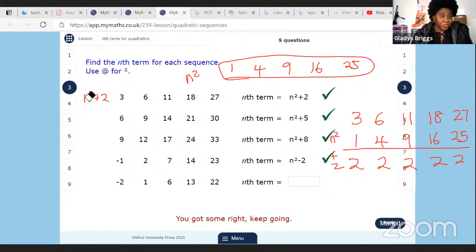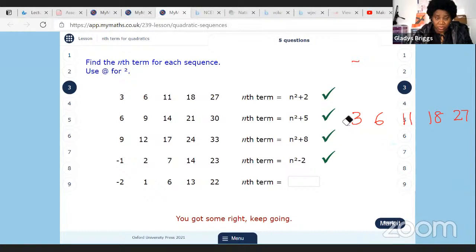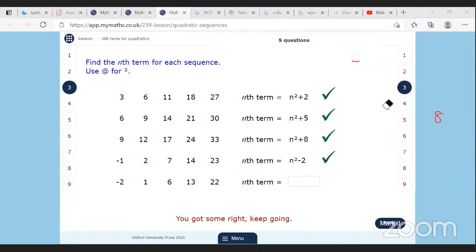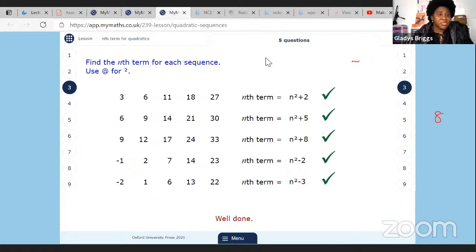Just because of you, I'm going to get us to do one more and make sure that you can do it. Okay, so let's have a look at the last one. Reem, what did you get for the last one? I think yours looked fine. N squared minus 3. Let's check. Well done. So it's really straightforward.